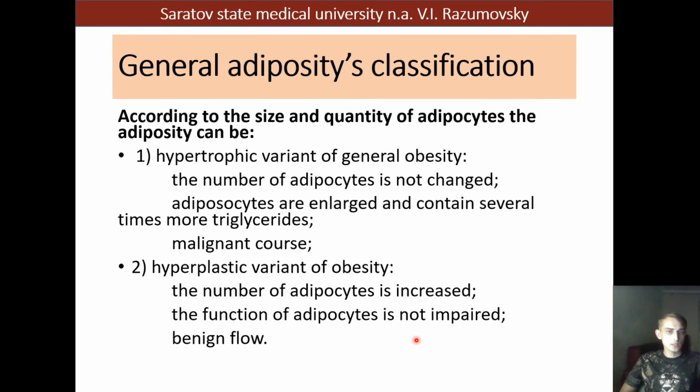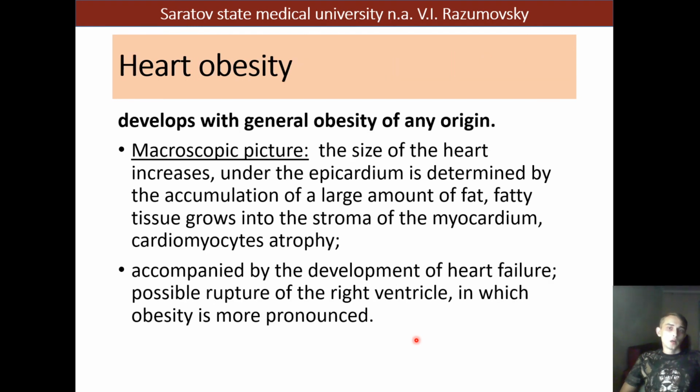And in hyperplastic variant of obesity, the number of adipocytes is increased. The function of adipocytes is not impaired, and this type of adiposity has a benign flow. For us, like medical students, in our department, we will talk about heart in obesity.